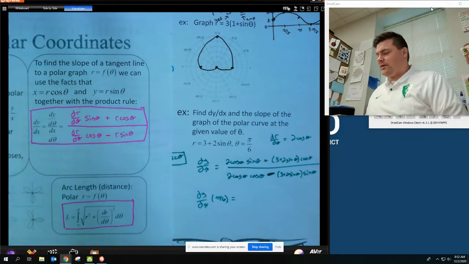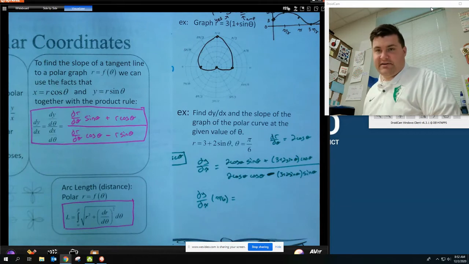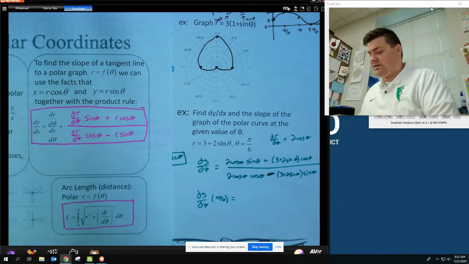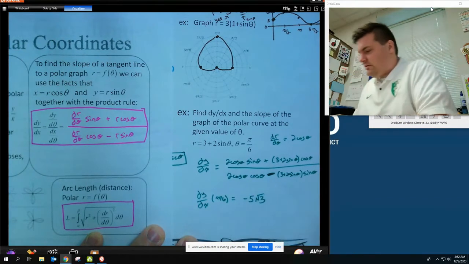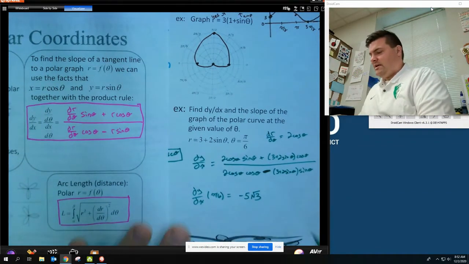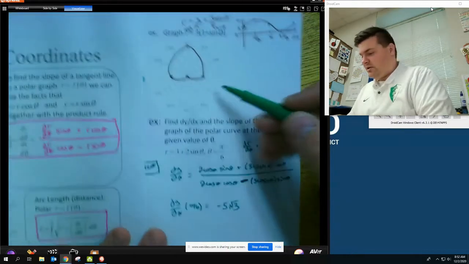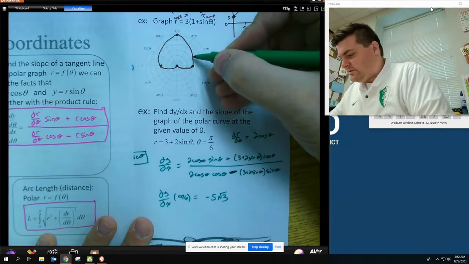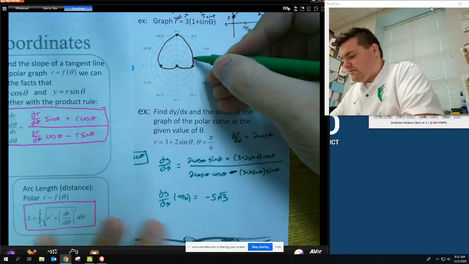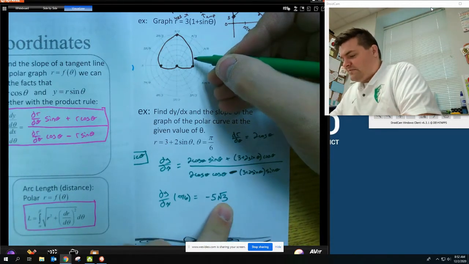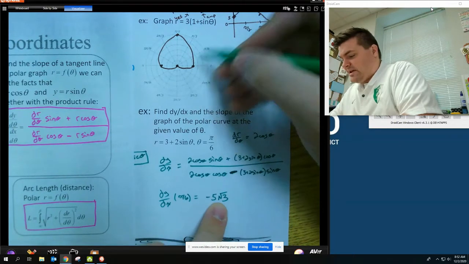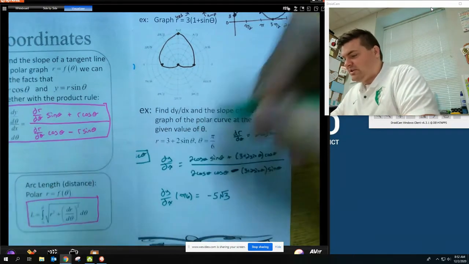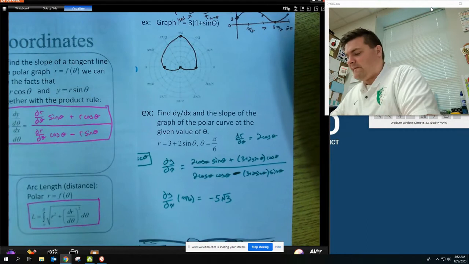It is a little bit of work. I totally get that. I would probably simplify a little bit just to make your life a little bit easier. But I'll just tell you it's negative 5 root 3. So that means that, again, I'll just come back to this graph right here. At pi over 6, the radius is changing at a rate of negative 5 root 3. Now, obviously, it's not the same graph. Okay, let's get that. It's not the same graph. So in this case, for this graph, we're actually decreasing the radius for this.